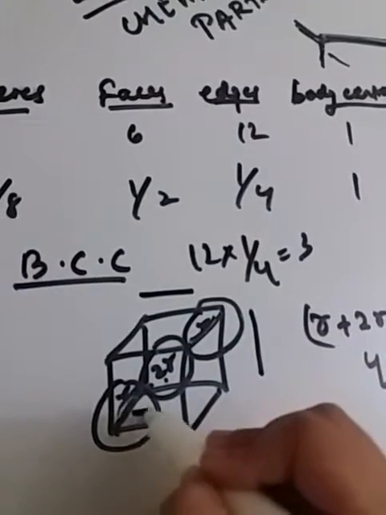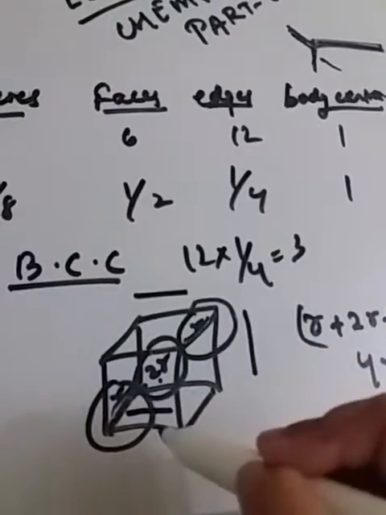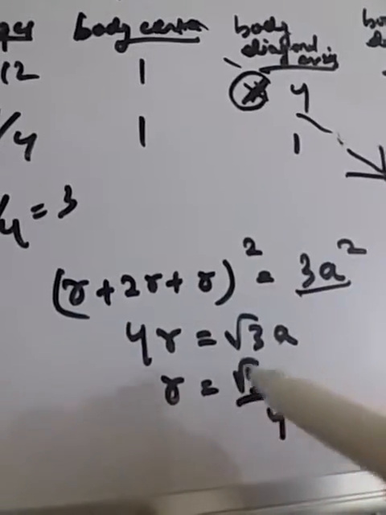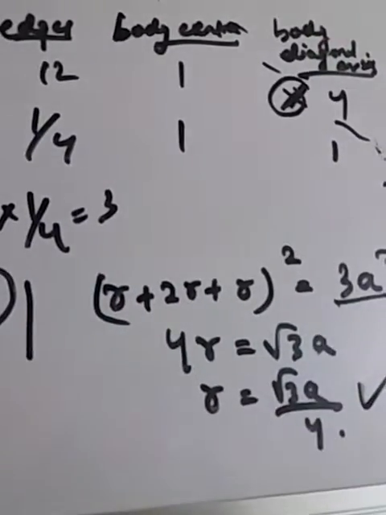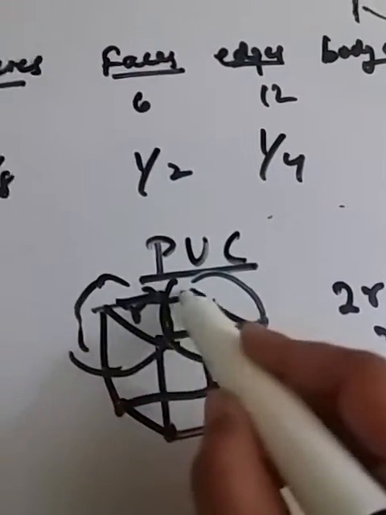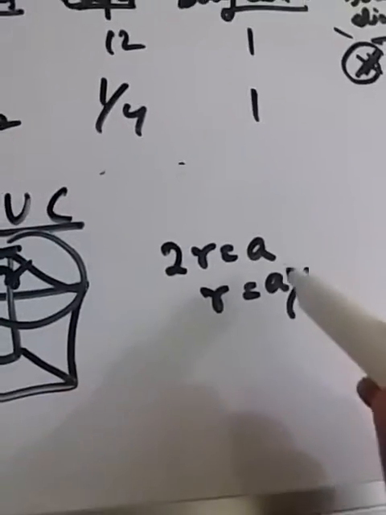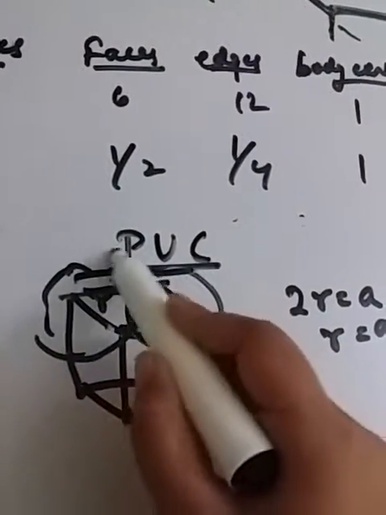और नीचे वाला ये जो है दिख रहा है ऐसा 3 हो गए. 1, 2, 3. Okay. So it is 3A square. 4R is equal to root 3A. R is equal to root 3A by 4. In primitive unit cell, you can see here, this is R and this is half R. So 2R is equal to A, R is equal to A by 2. As the whole one is A, this whole one is A.